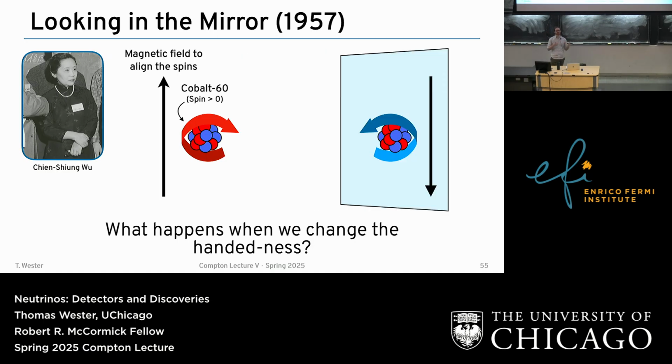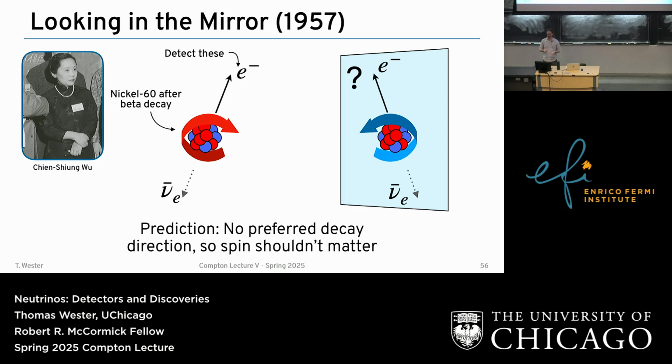Take a collection of cobalt-60 atoms. Those are spinning in some direction, and you can align all of the spins to the same direction in a magnetic field. You can do that with the magnetic field either going up or down, and you can change the handedness. The particle is still at rest. It's just sitting there spinning in place. You can think of it like that. And if this is really a mirror picture, then what happens in one picture should be the same as what happens in the other picture.